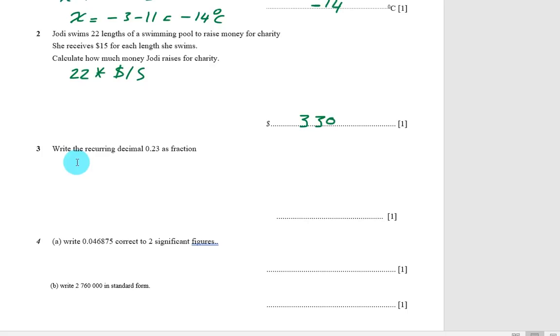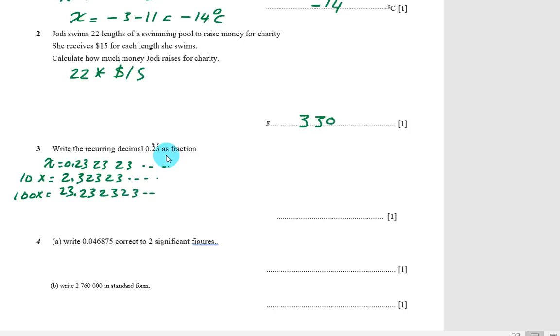Write the recurring decimal 0.23 as a fraction. Now the 2 and 3 both of them will be repeated. So x will equal 0.23, 23, 23, and so on. So 10x will equal 2.3, 23, 23, and so on. 100x will equal 23.23, 23, 23, and so on.